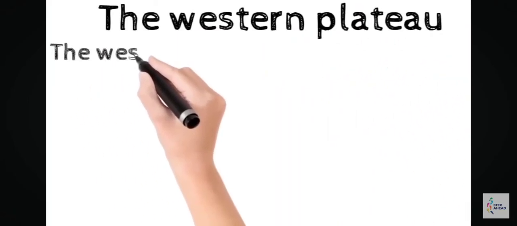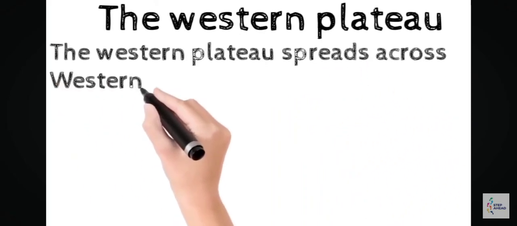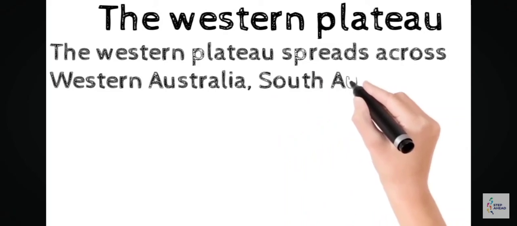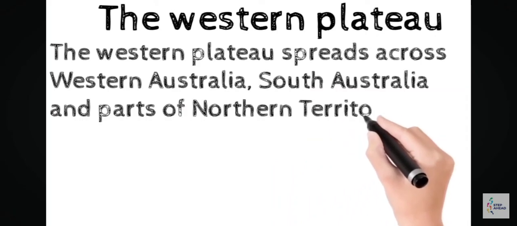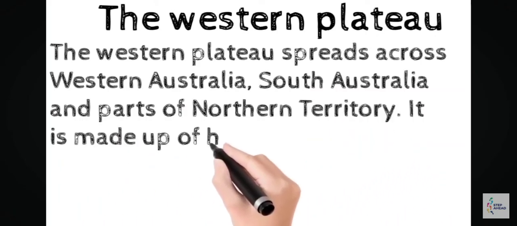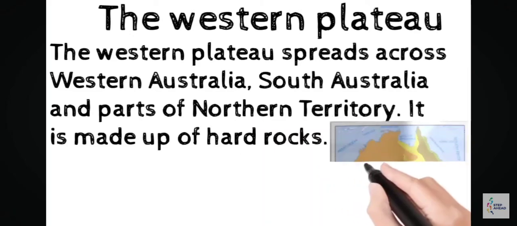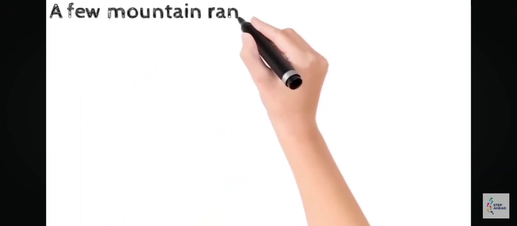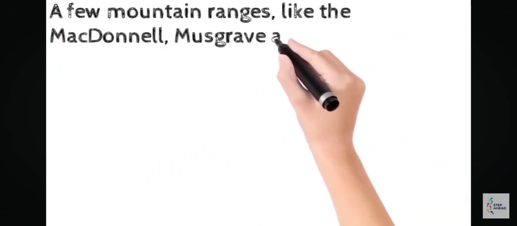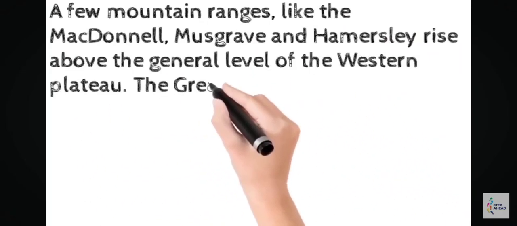The Western Plateau spreads across Western Australia, South Australia, and parts of Northern Territory. It is made up of hard rocks. A few mountain ranges like the MacDonnell, Musgrave and Hamersley rise above the general level of the Western Plateau.